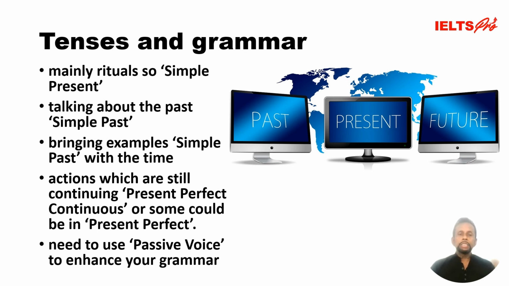Then, talking about the past, you can use the simple past. Of course, when bringing examples in simple past, you need to mention the time as well, so it should always be with the time. Then for actions which are still continuing, you can use present perfect continuous or present perfect. And use passive voice to enhance your grammar. If you can include all these, then you can target a very good score. So that's how we have to manage tenses and grammar.